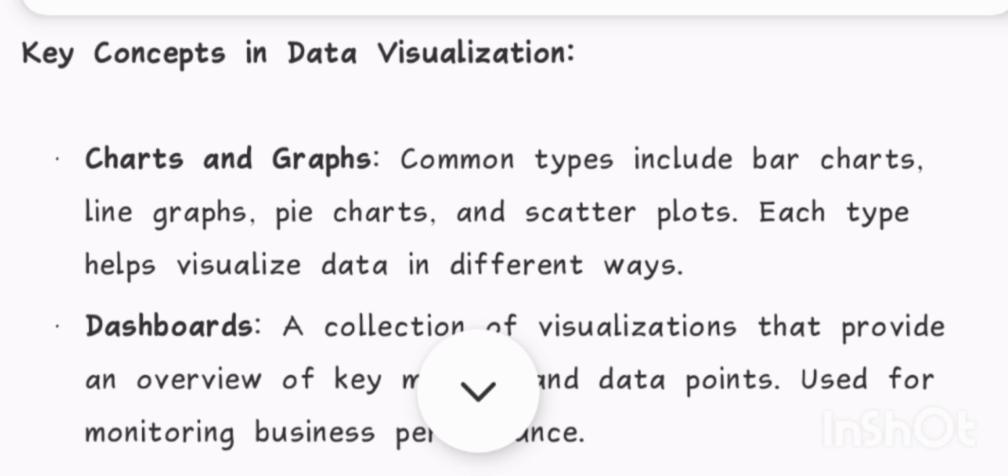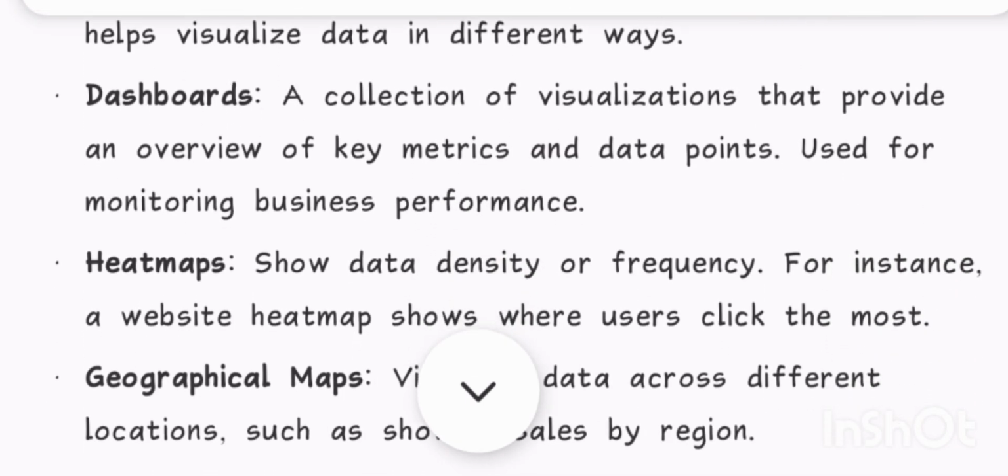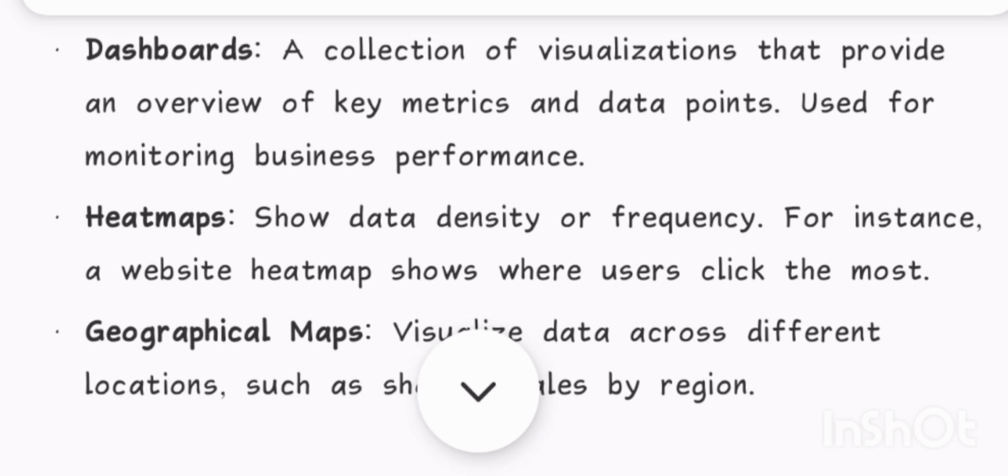Charts and graphs. Common types include bar charts, line graphs, pie charts, and scatter plots. Each type helps visualize data in different ways. Dashboards, a collection of visualizations that provide an overview of key metrics and data points used for monitoring business performance.